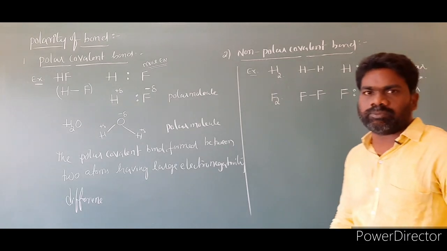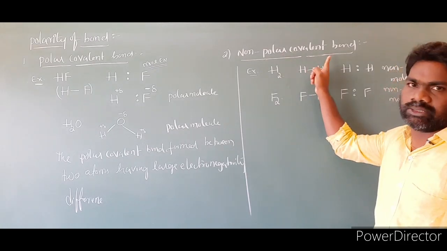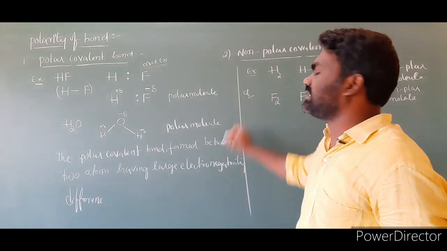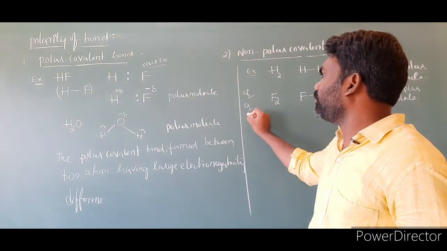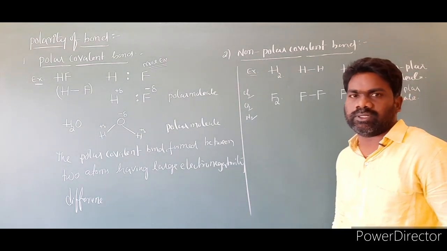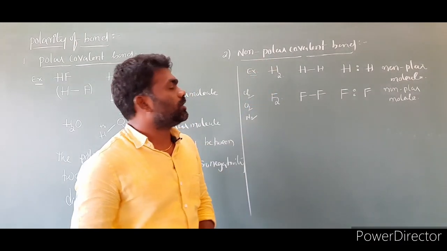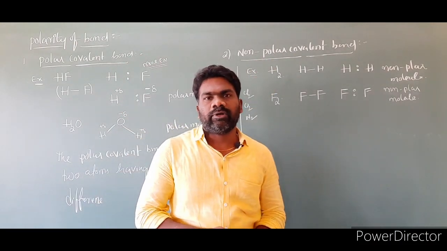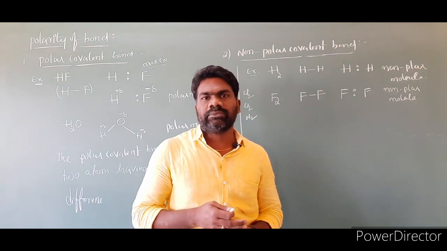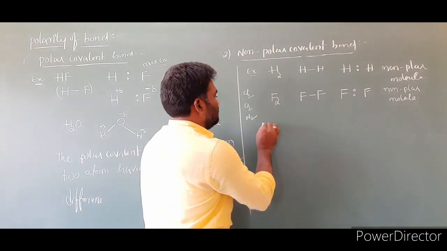This molecule is a non-polar molecule, and this bond is a non-polar covalent bond. So H2, F2, you can take some more examples, Cl2, or O2, or N2. All these molecules are non-polar molecules. Now by taking this, we can write the statement of non-polar covalent bond as the covalent bond formed between two similar atoms having similar electronegativities.